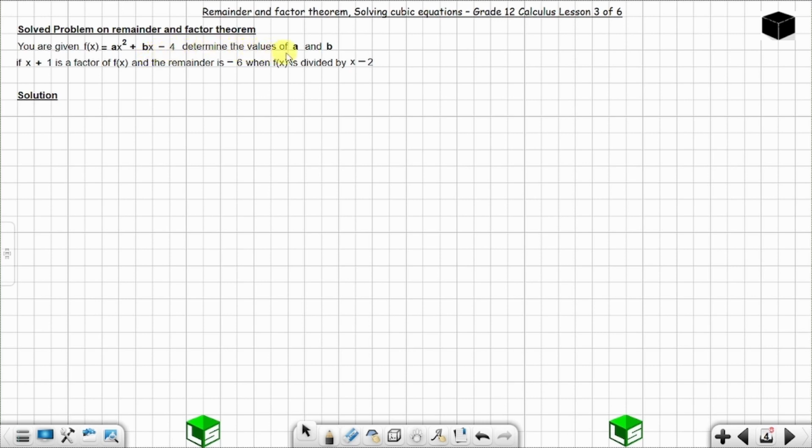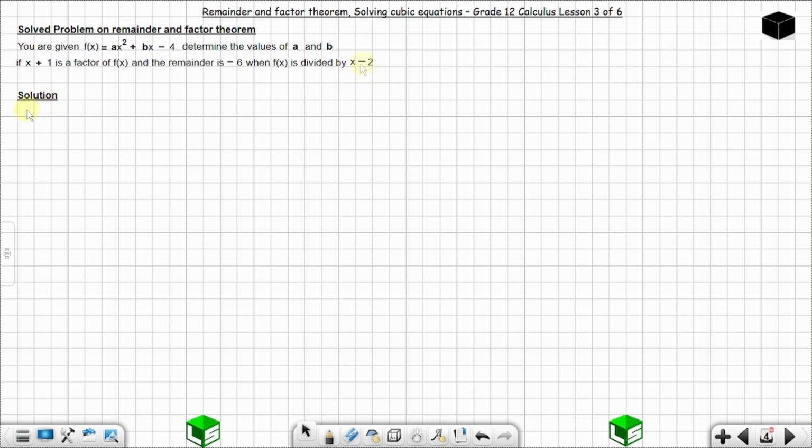Determine the values of a and b if x plus 1 is a factor of f of x, and the remainder is negative 6 when f of x is divided by x minus 2. Okay, from this, when x plus 1 is a factor of f of x, it means if you plug negative 1 in there, you're going to get the remainder equal to 0. And when you plug 2 in there, the remainder is negative 6.